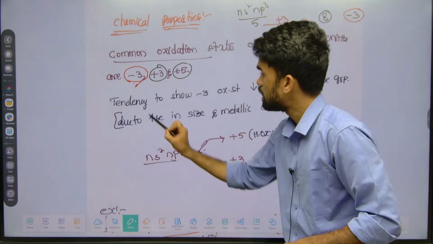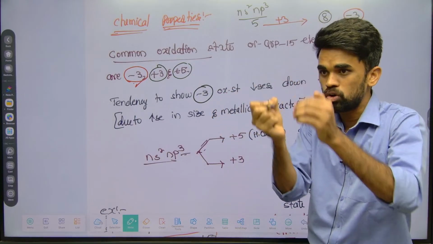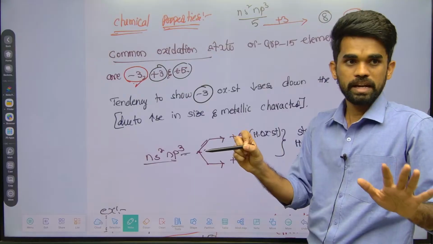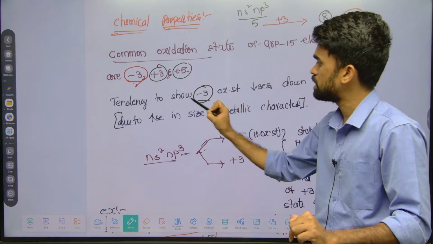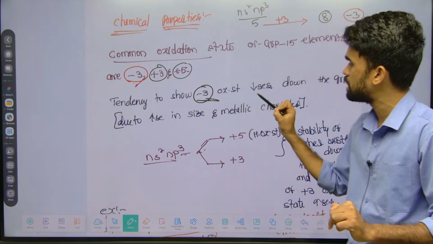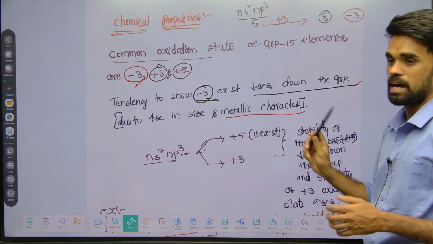So what I am saying, the tendency to show -3 oxidation state decreases down the group. Can I say it like that? Because minus charges cannot be held by the metals. That's why the tendency to show -3 oxidation state decreases down the group, due to its metallic character.